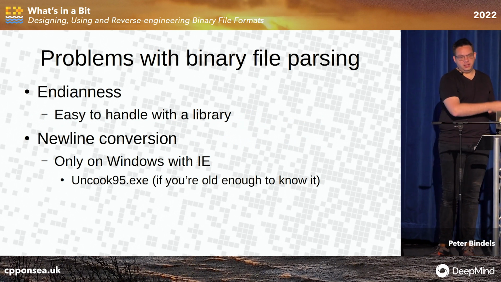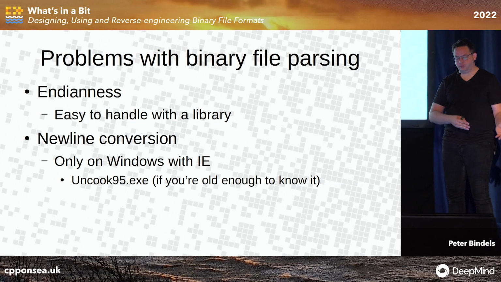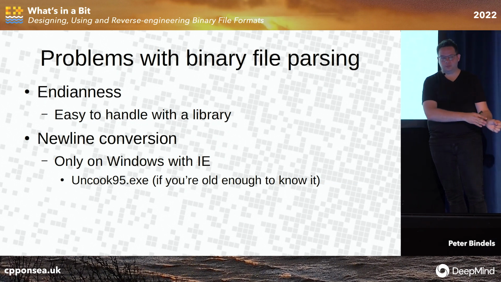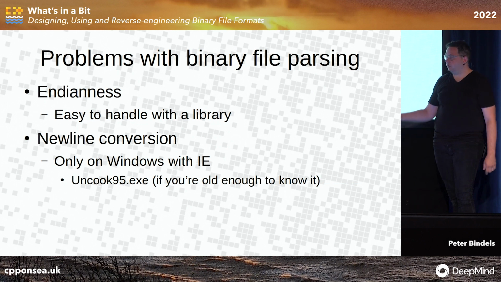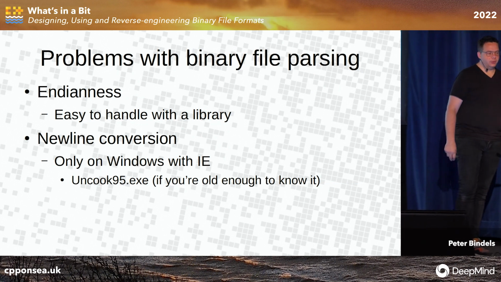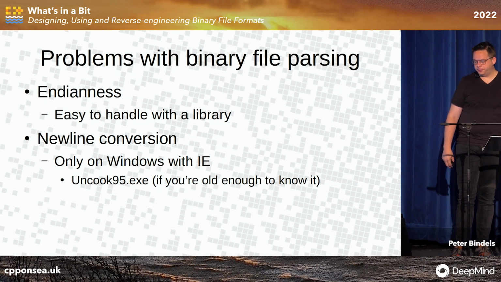Binary has an endianness. If you're reading a number, you don't know which order to interpret the bytes as. And that used to be a bigger problem, but it's a very easy one to handle with a library. Get your library to give you a big endian or a little endian number, and you don't need to care anymore. The second problem that we had, which was way bigger in the 90s, is new line conversion.